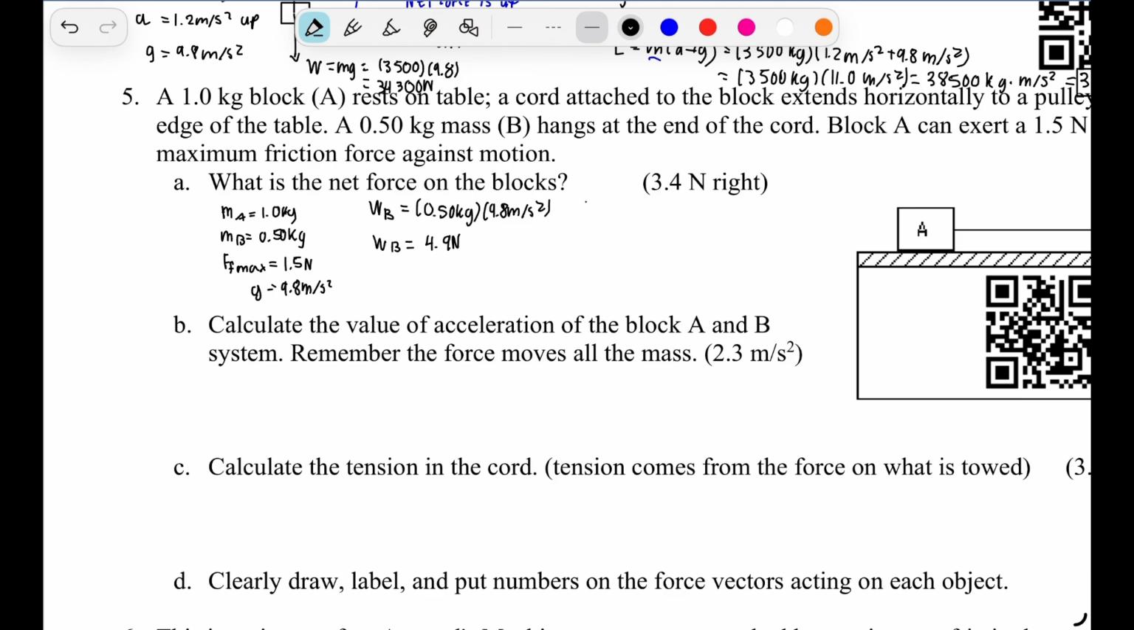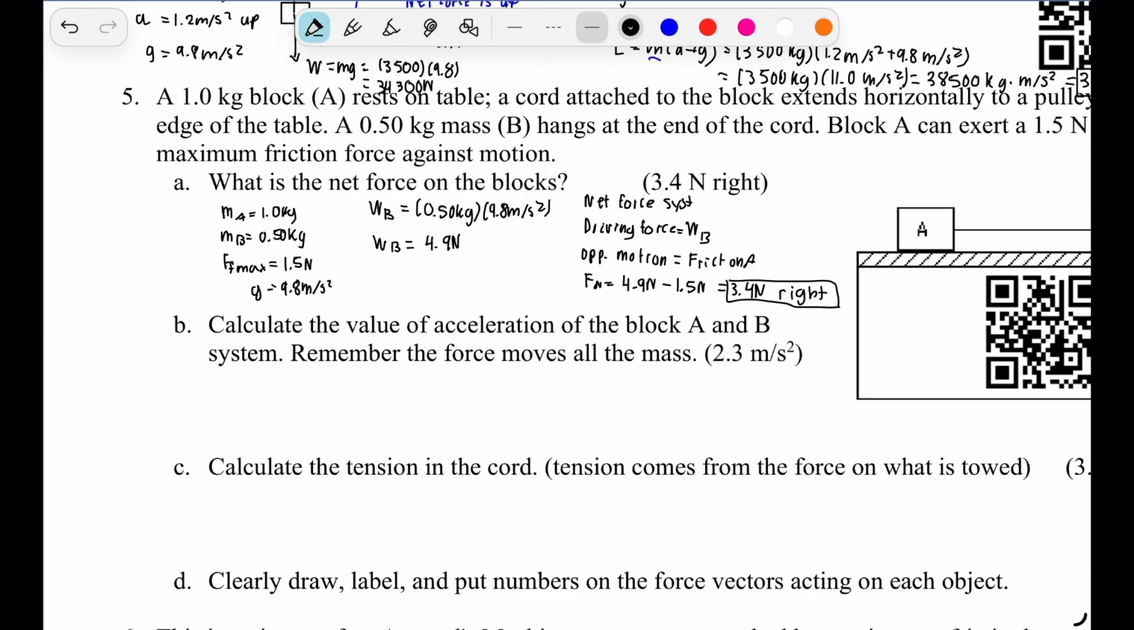Now we have to determine the net force of the system. So we know that our driving force is equal to the weight of B, and we know that our opposing motion is equal to the friction on A. So then we can write that F net is equal to 4.9 newtons minus 1.5 newtons, and that is equal to 3.4 newtons to the right.